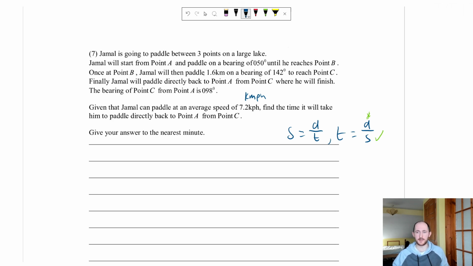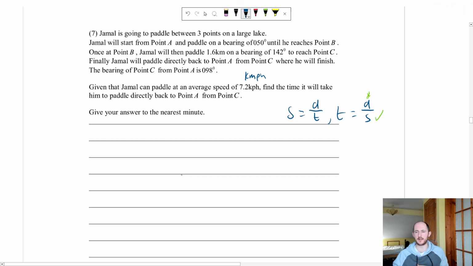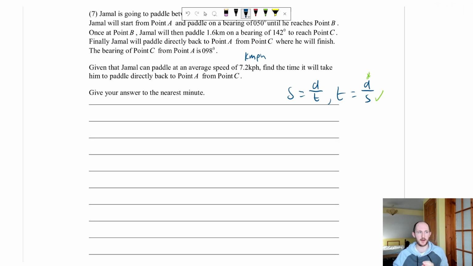So they've given me one distance, but if you notice, since he paddles between 3 points, it's actually a triangle he's making. So we need to work out basically the perimeter of the triangle and then do that. So let's start drawing out our diagram. Okay, let's just start. I'm going to say point A is here. I have no proof of that. I'm just going to say 50 degrees bearing.